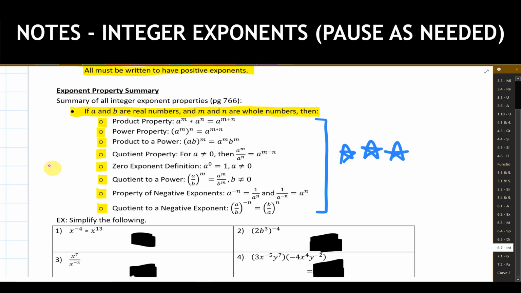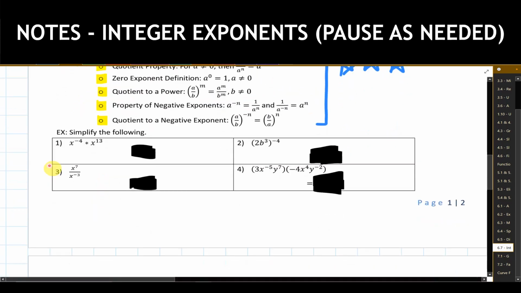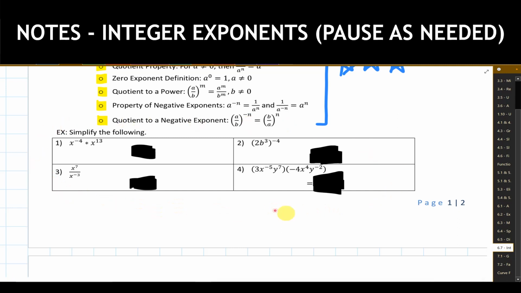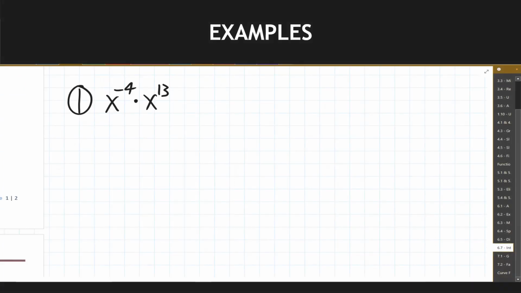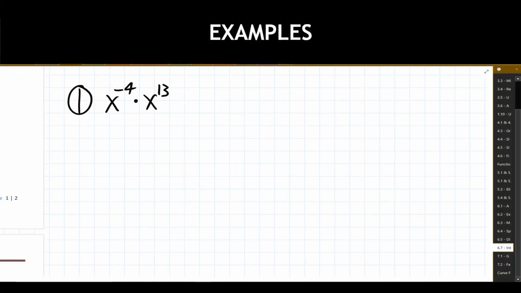With the examples that we have listed here, we're going to take a look at these 4. We'll go through those as if we were given them on the homework or on the test. All right, so our first example has us working with x to the negative 4th power times x to the 13th power.